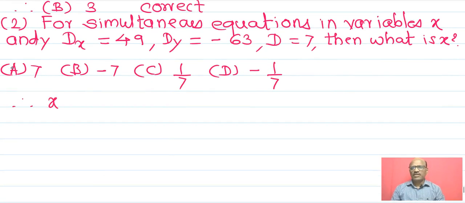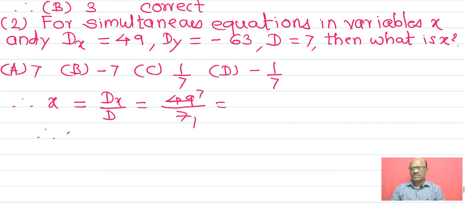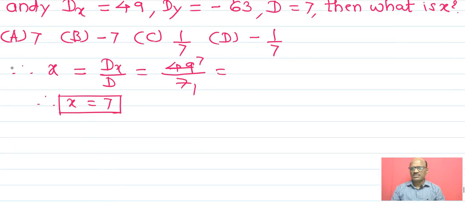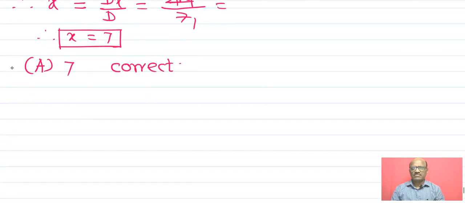Now we want to find the value of x. So dx upon d. That is dx upon d, 49 upon 7, 7 ones are 7, 7 sevens are 49. Therefore x is equals to 7. Therefore option A is correct one.